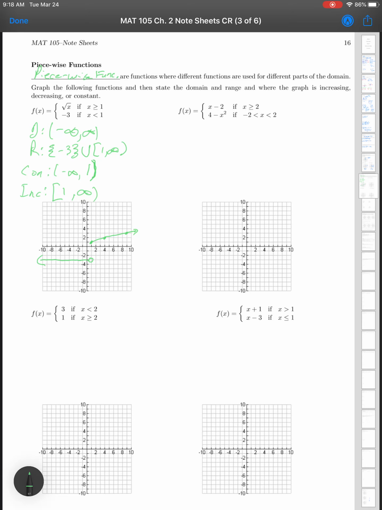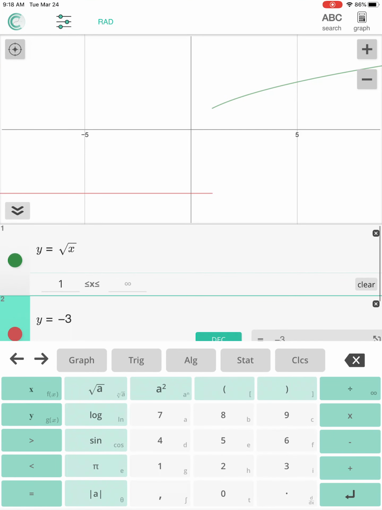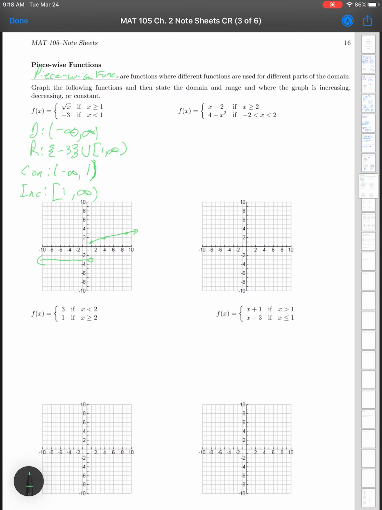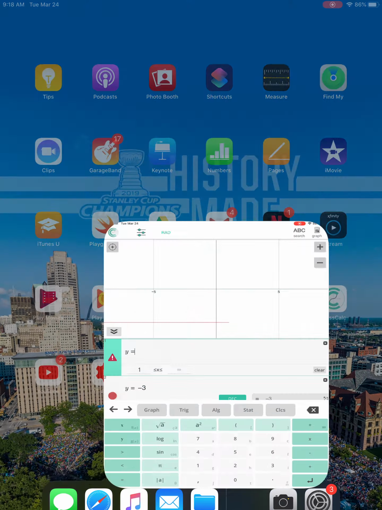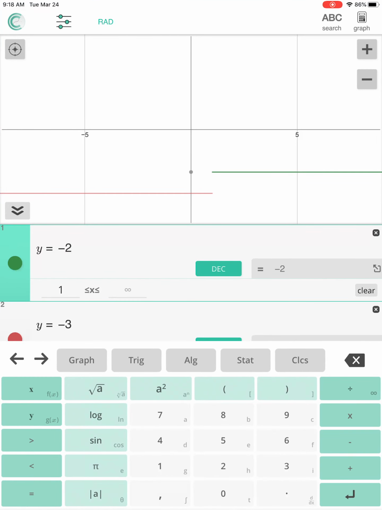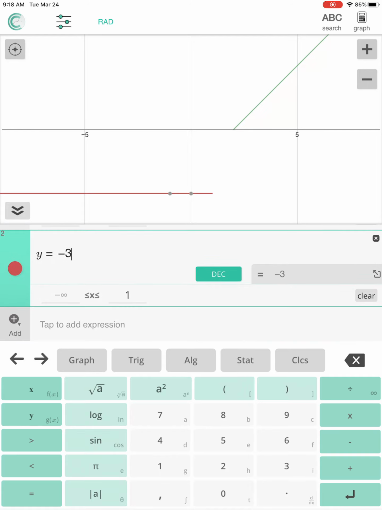So we could try doing another one of these with our class calc app. If I go back to my app and graph the next one, I'm just going to change these. So y equals the square root of x is going to become y equals x minus 2. And then I want to change this region to be from 2 and bigger. Oh, whoops, I forgot the x. Let me fix that. Okay, so x minus 2, so I get that piece.